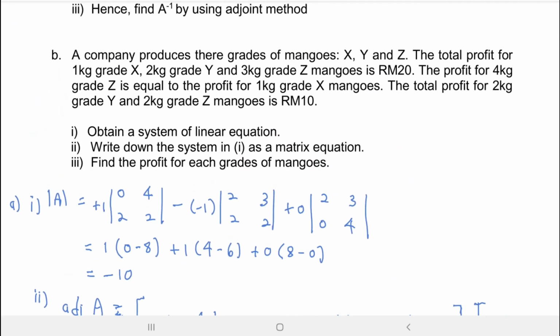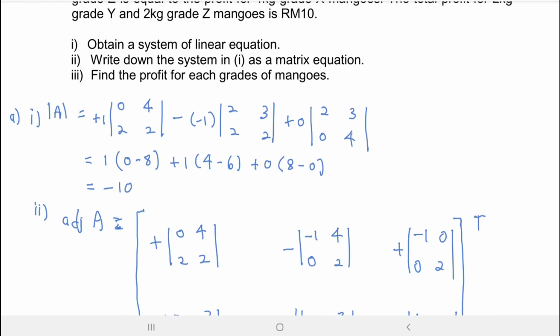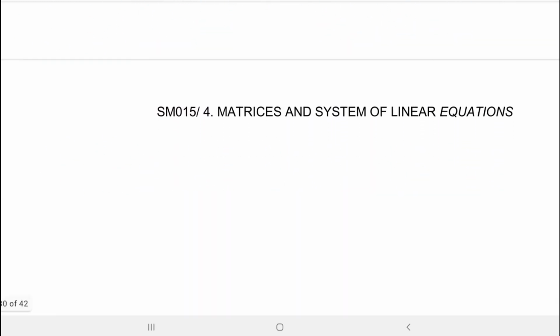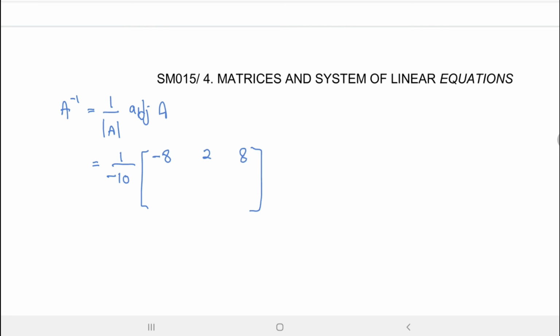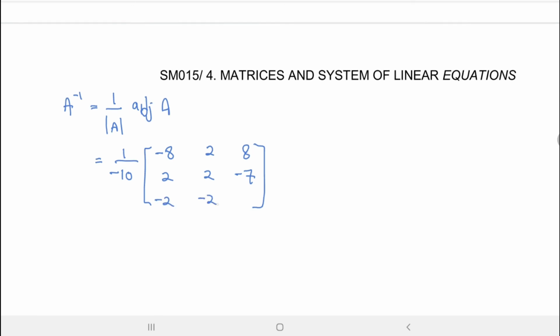Okay, and then they ask for number 3, hence find A inverse by using the adjoint method. You have already the determinant and the cofactor transpose. So A inverse is 1 over determinant of A times adjoint of A, which is equal to 1 over negative 10 times negative 8, 2, 8, 2, 2, negative 7, negative 2, negative 2, 2.